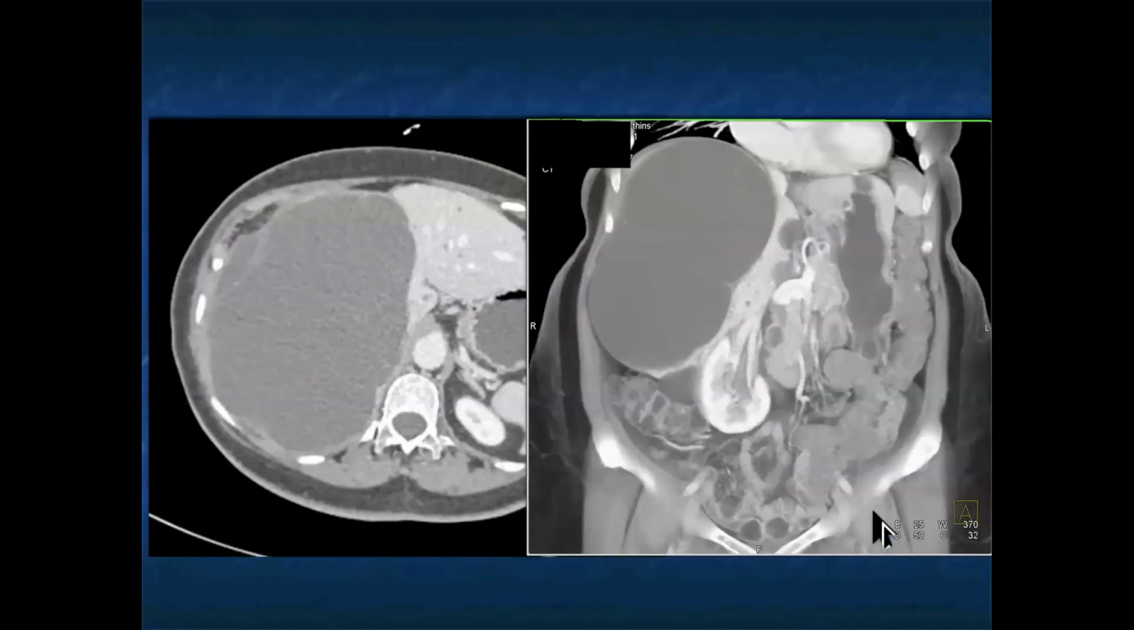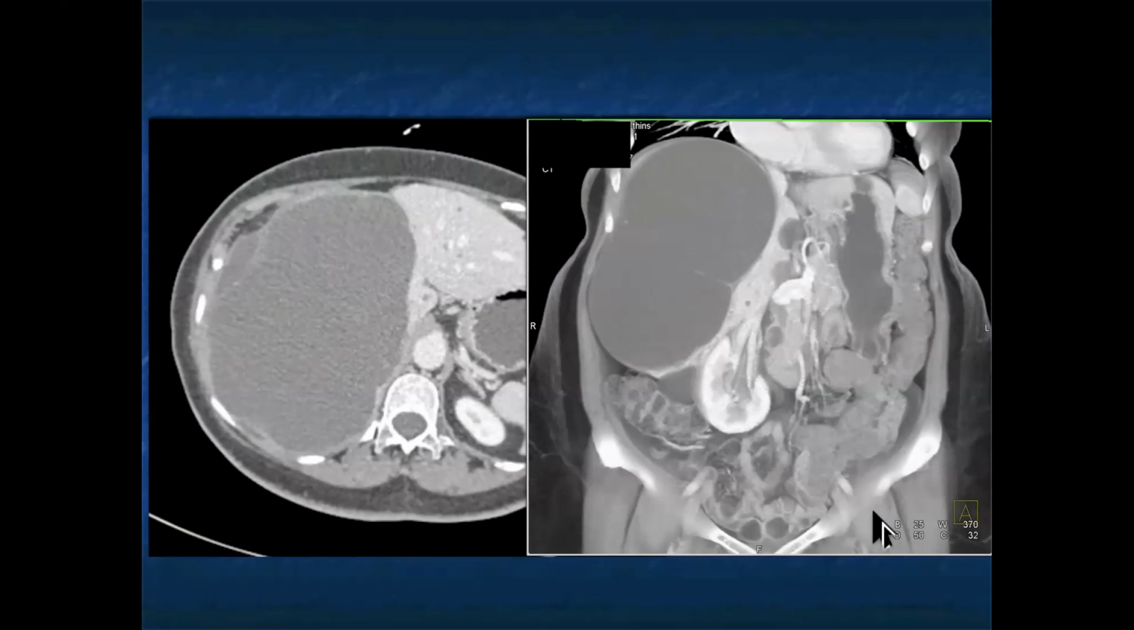Hepatic cysts can be large. When they get large, the mass effect can stretch the liver capsule. Patients can be symptomatic. So this patient, in fact, presented with right upper quadrant pain. When you think about cystic lesions, you also, at least in your mind, go through what else this could be.